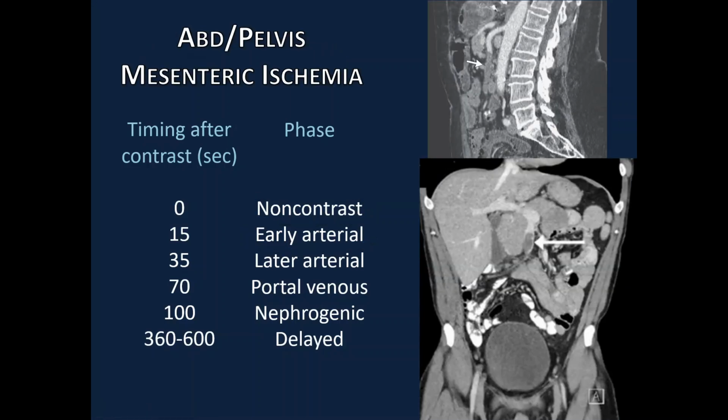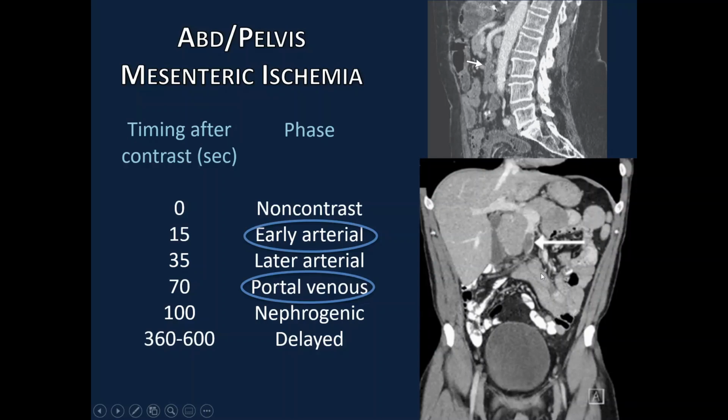In the mesenteric ischemia protocol, we're evaluating in the early arterial and portal venous phases. This is because occlusions of the arteries and portal veins are common causes of mesenteric ischemia. On the top here, we have an example of the arterial phase where contrast has opacified the aorta. And in the superior mesenteric artery, we see a filling defect. That's an embolism, and that's the cause of mesenteric ischemia in this patient.